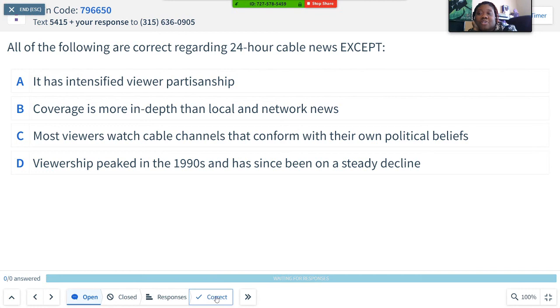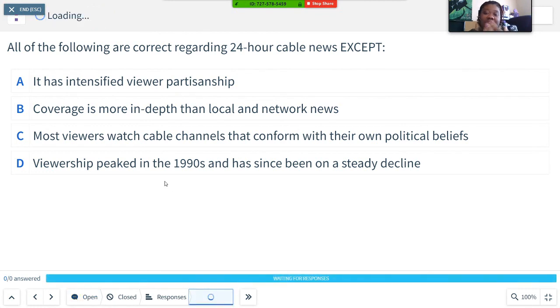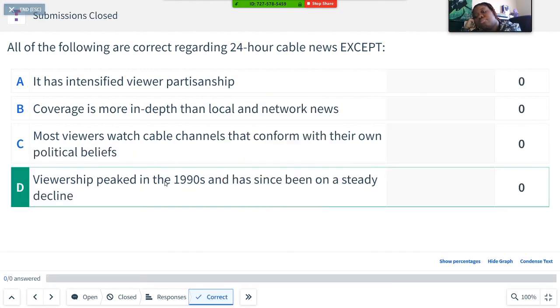Anyways, the correct answer is, while we wait for it to load. Yeah, all of these are correct about 24-hour news, except viewership peaked in the 90s and has since been on a steady decline.